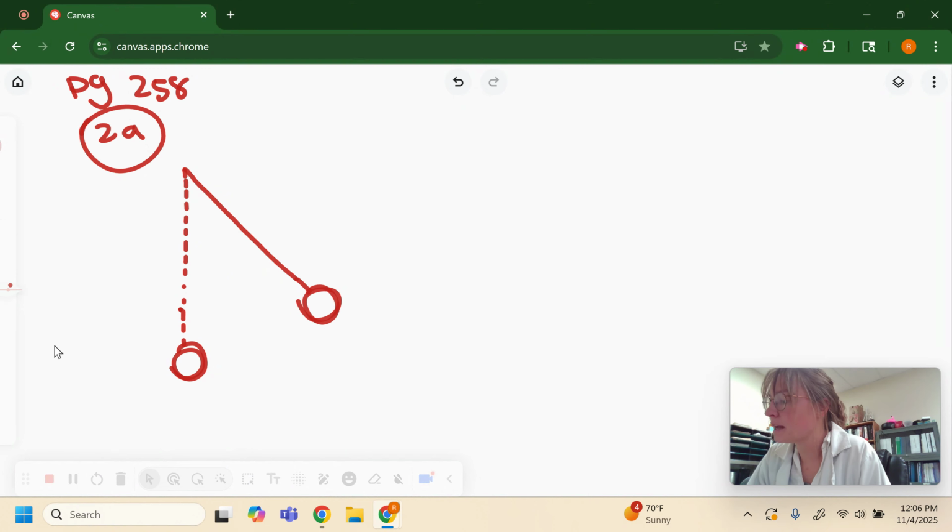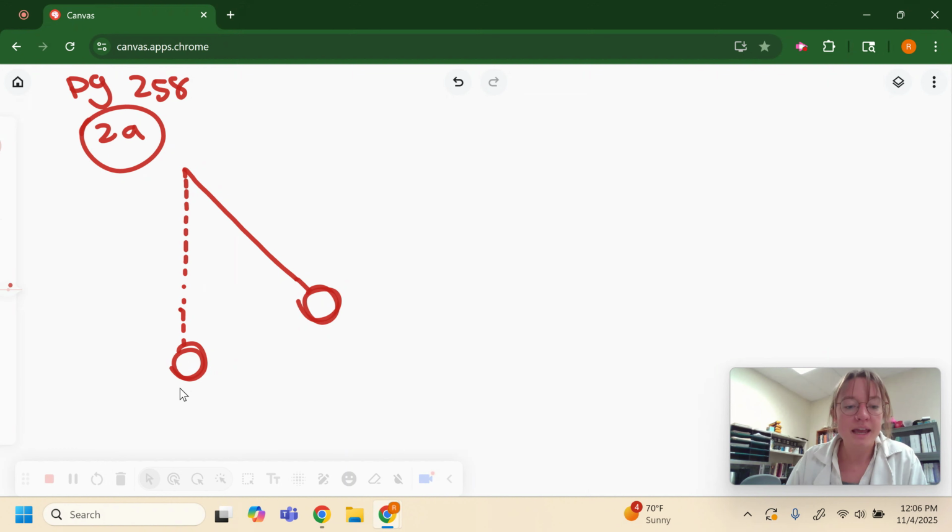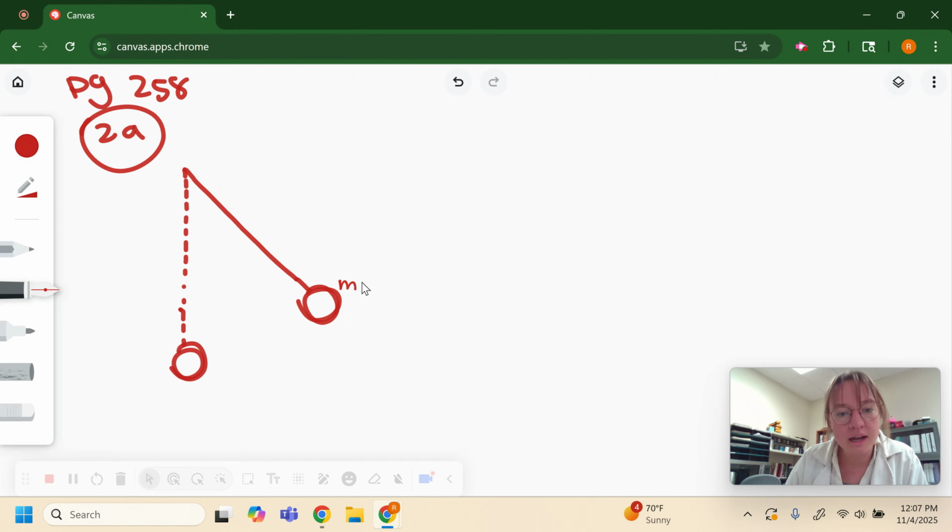It says, a simple pendulum consists of a 3.0 kilogram point mass hanging at the end of a 2.0 meter long light string that is connected to a pivot point. Calculate the magnitude of the torque due to the gravitational force around this pivot point when the string makes an angle of 5 degrees with the vertical. First, when it says a 3 kilogram point mass, that just means that the mass of our little bob on the end of our pendulum is 3.0 kilograms.